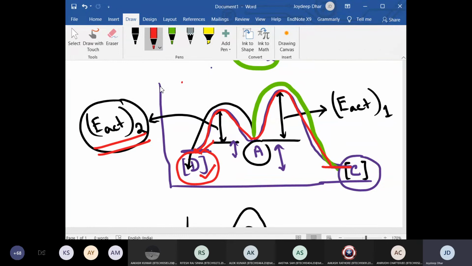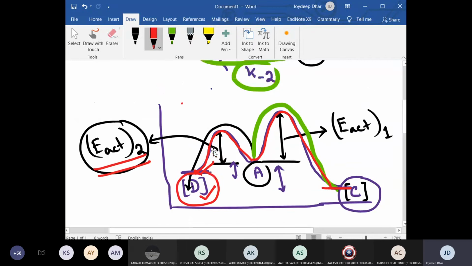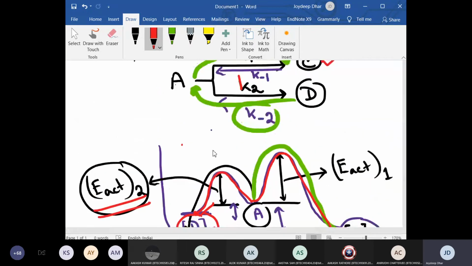But if you keep the same reaction for 24 hours, you might see most of the product is now C, because due to the reversibility of the reaction, the product D that has formed has gone back to the starting material A following the backward rate constant K minus 2, and then A converted into the more stable product C. That means this reaction is controlled by thermodynamics.